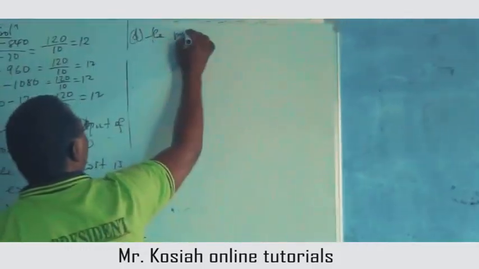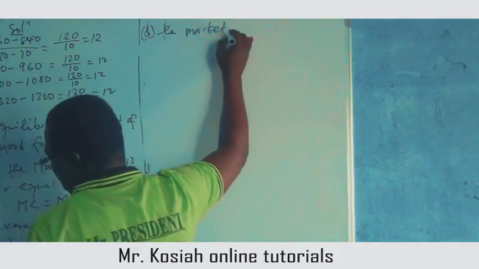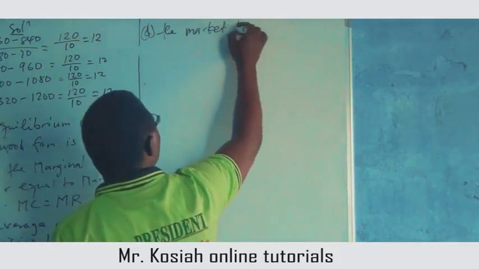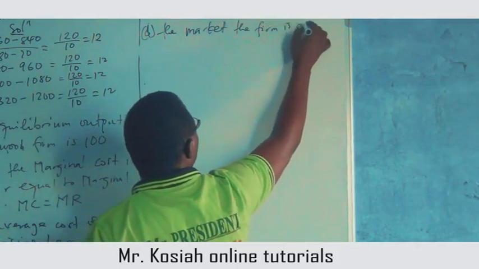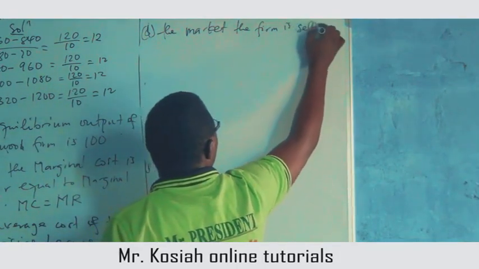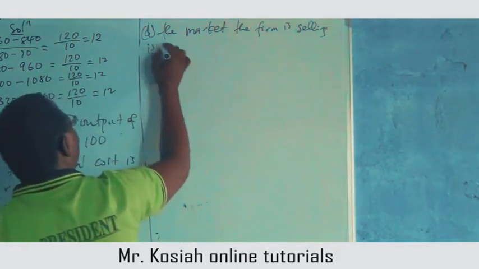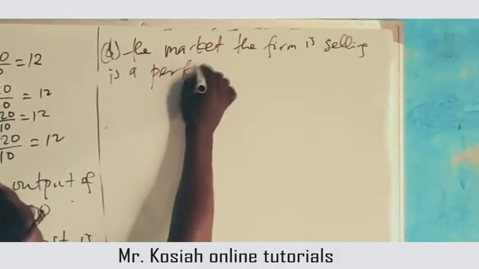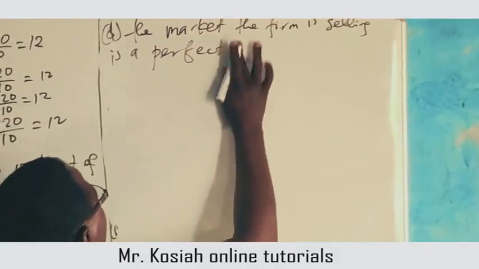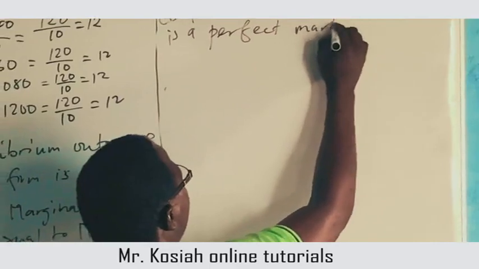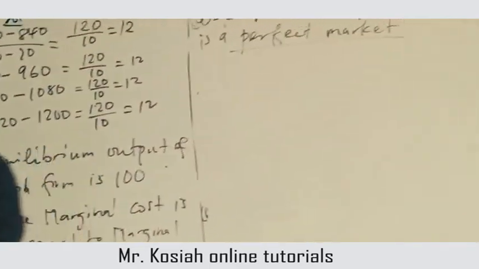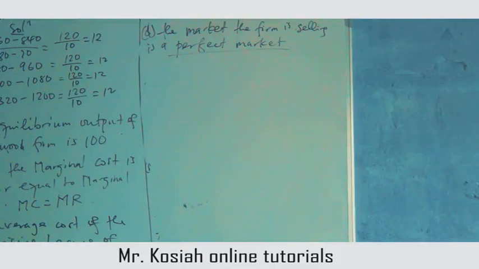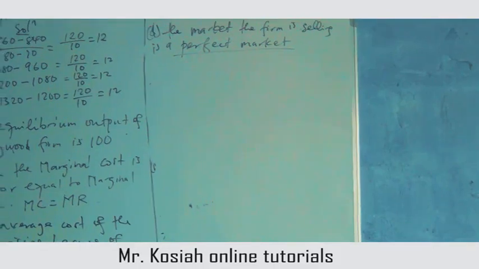B. The market the firm is selling in is a perfect market. It's a perfect market, of course. Now, they are asking, explain your answer with what? With the aid of a diagram or with the aid of a graph.